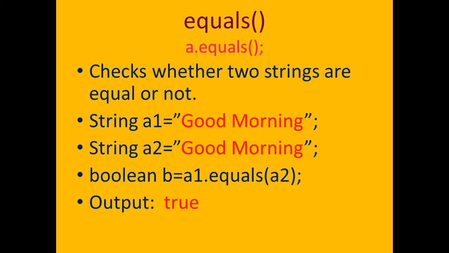In the first string we have the value "good morning", and the second string also has the value "good morning". Then how can you use this equals function, what is the format? First we write the first string name dot equals, then put the bracket, in that bracket write the second string and close the bracket, put the semicolon. Then you will get the answer true here because both are same.